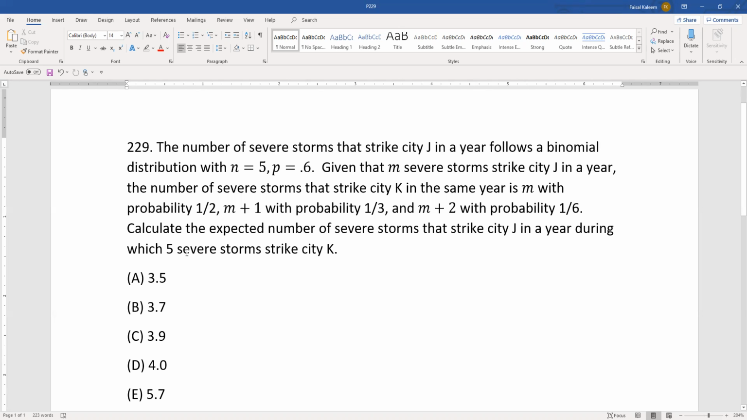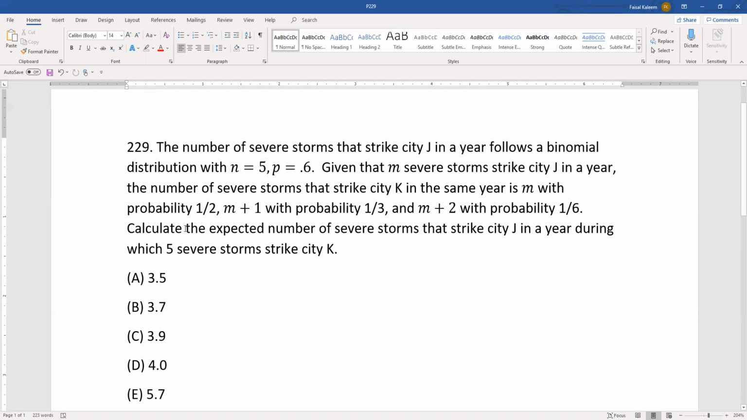So which means that if we are given that there are 5 storms in city K, then the storms in city J are going to be 5 or 4 or 3, because as we just said, the storms in city J are either equal in number to those in K, or one less or two less, because if K is 1 or 2 more, then it means J is 1 or 2 less. So 5 storms in city K, according to the given condition, imply that there are 5 in J or 4 or 3 in J. So J has 3, 4, or 5.